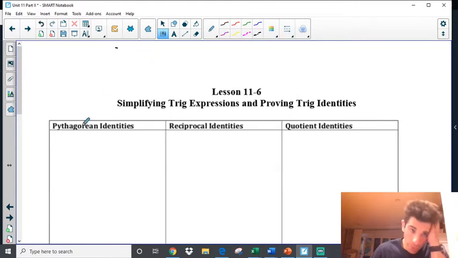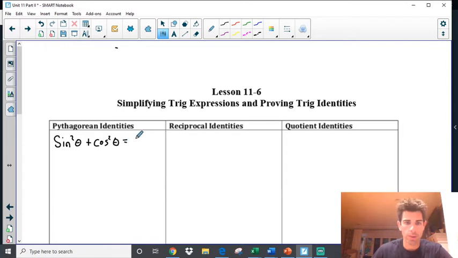All right, so let's start with Pythagorean identities. The Pythagorean theorem: a squared plus b squared equals c squared. Now we're moving into trig, so it's actually going to be sine squared theta plus cosine squared theta is equal to 1.